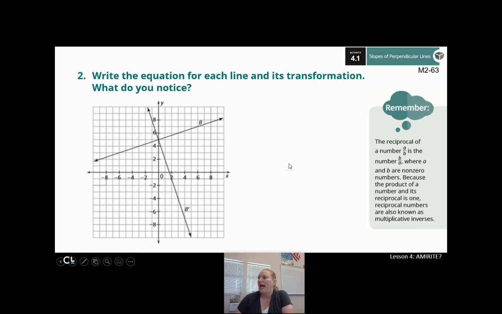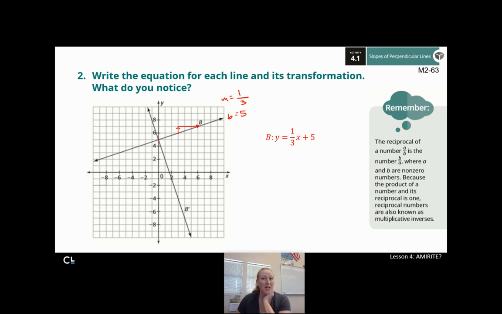For the next graph, let's start with B. Again, I just need a slope and a y-intercept. I'm going to start with a slope. Looks like I've got a point here, and a point here. So I have to go up 1 and over 3. So my slope is up 1 over 3, so my slope is 1/3. My y-intercept, what is my y-intercept? Right there. It looks like my y-intercept is 5. So my equation for line B is y equals 1/3 x plus 5.